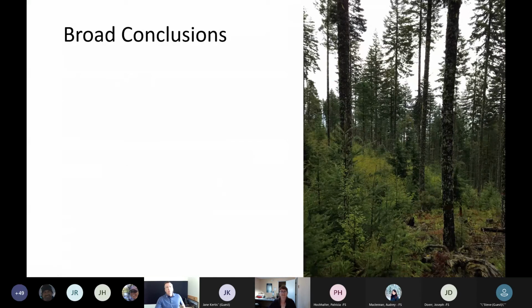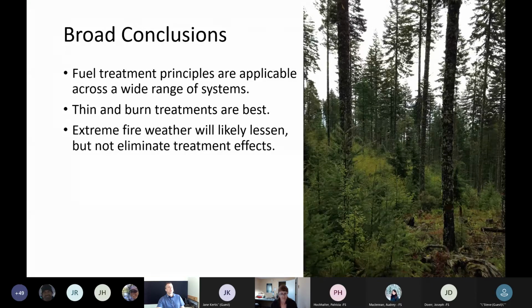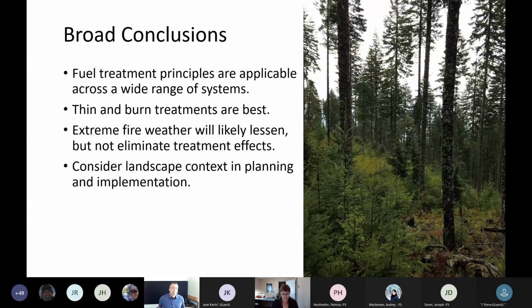So to wrap up, what are our broad conclusions? Basically, research strongly suggests that fuel treatment principles are applicable across a fairly wide range of systems, and that thin-burn treatments that combine overstory density reductions with surface fuel reductions are most effective at moderating both fire behavior and fire effects at stand to landscape scales. But we have to be cognizant that extreme fire weather conditions are likely to reduce the effectiveness of these treatments.